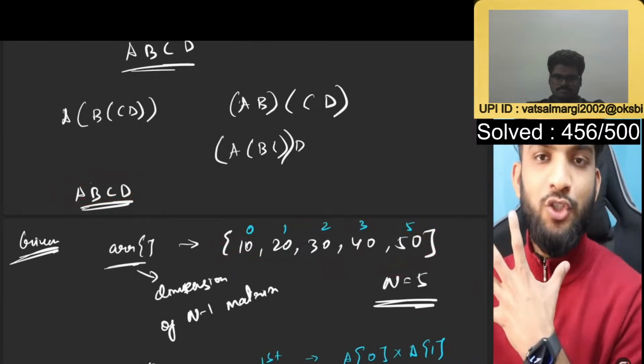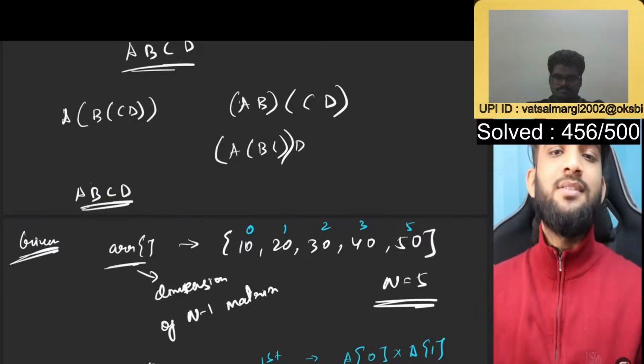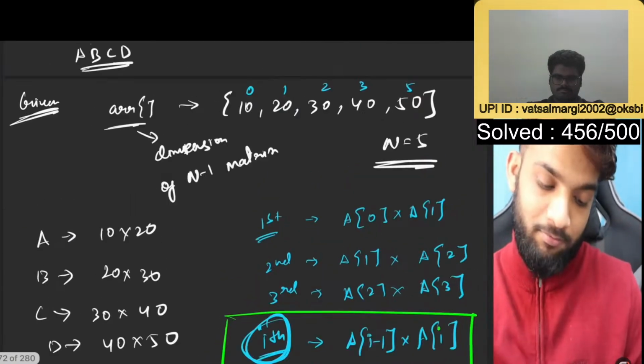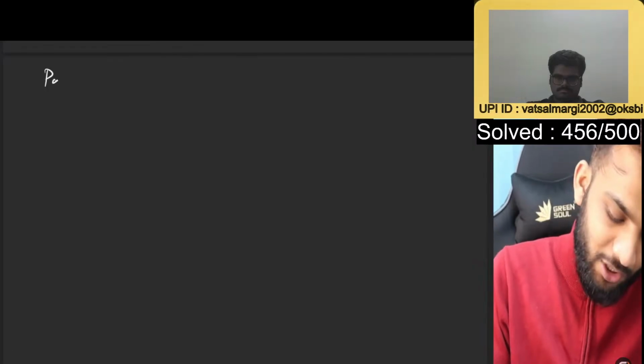Tell me the minimum number of operations required in order to multiply these matrices. This is the simplest question. I hope you have understood the question, right? So how do you solve this problem? Definitely, the way is partition DP.